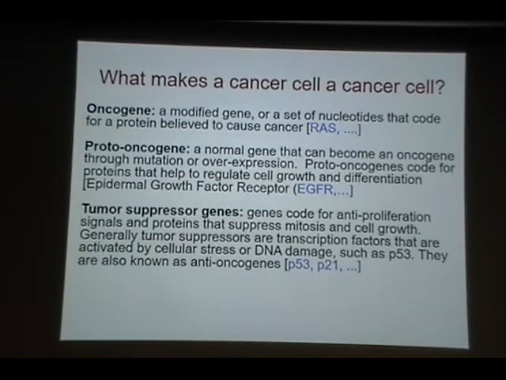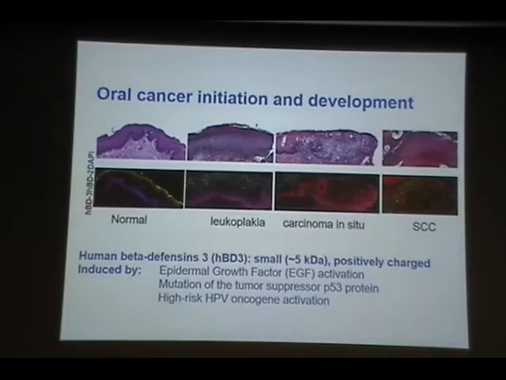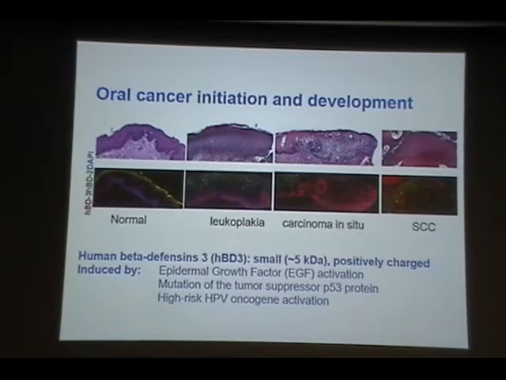So again, what makes a cancer cell a cancer cell? Can you go back a slide there? So it's a cancer, not a leukoplakia. It's not a cancer yet. Leukoplakia is just a white patch, a white lesion. It can be caused by any reason, so this is a clinical term. So carcinoma in situ is cancer, it just hasn't broken through the basement membrane.